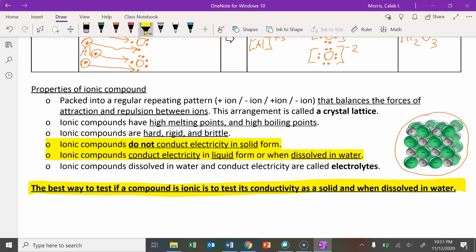And then the last thing that's mentioned on our bullet points is ionic compounds dissolved in water conducting electricity. The word for that is an electrolyte. Anything that conducts electricity when dissolved in water is called an electrolyte.